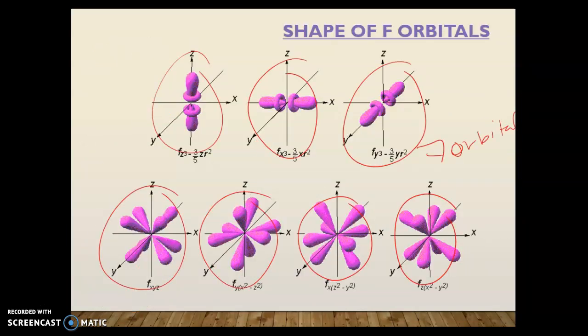So here is the F subshell. I've gone ahead and circled all 7 orbitals that belong to the F subshell. Remember, each orbital contains 2 electrons, so this gets me to a total of 14 electrons.